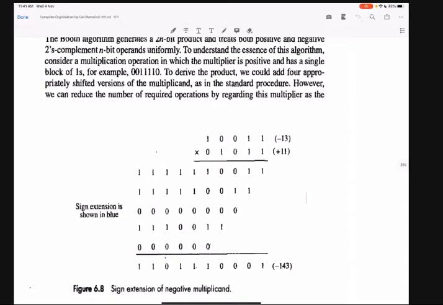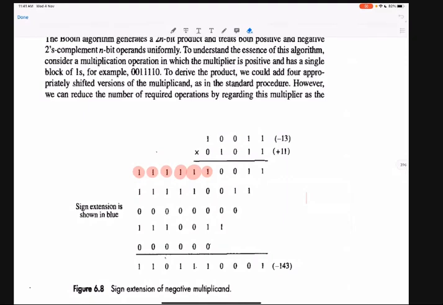In the first partial product, you can see it is 1111. So what is the meaning of this? We are extending the sign of the MSB bit. The MSB bit sign is 1, so we are extending that sign to the left side. That's why it is called sign extension.